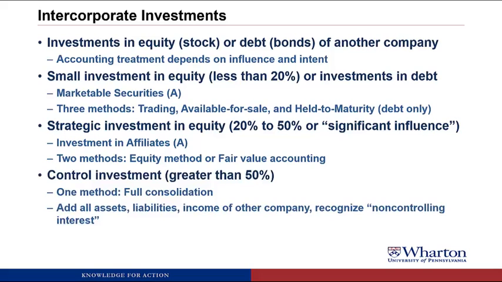And then the last kind of investment is you could actually control the other company. You could own more than 50% of another company, which means that you could outvote all the other shareholders and basically decide what the other company does. Here, there's just one method, full consolidation, where you add up all the assets, liabilities of the other company, and then recognize this thing called non-controlling interest for the part that you don't own.